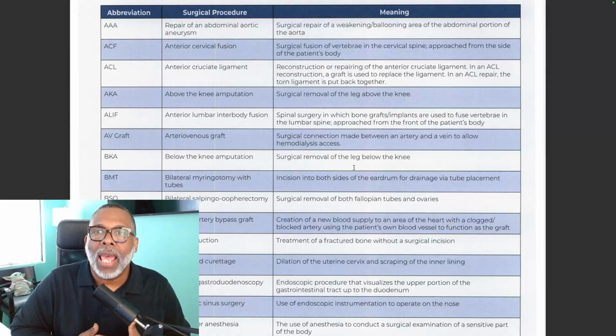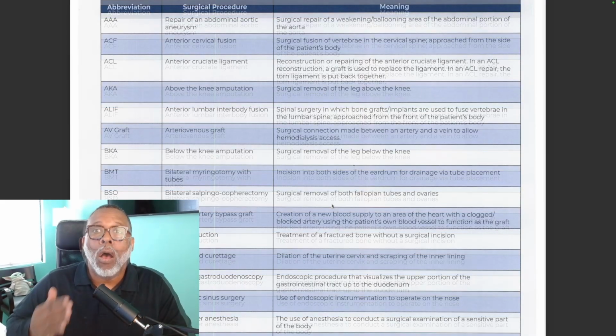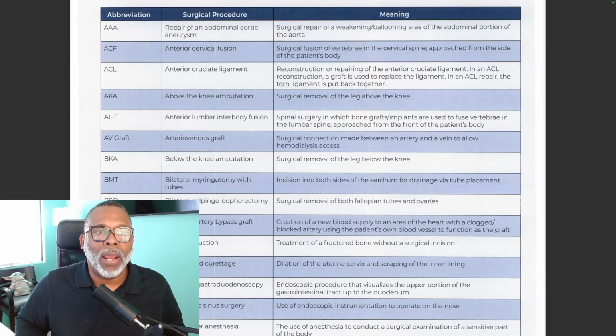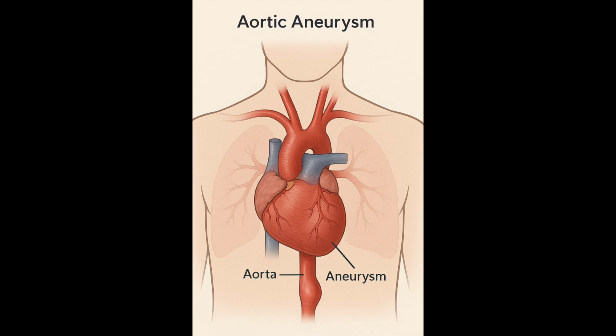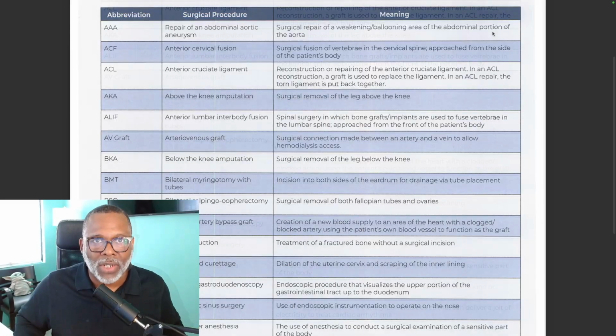Let's take a look at some common abbreviations for surgical procedures. On a surgical schedule, you may see AAA right up here, an abbreviation. This refers to a repair of an abdominal aortic aneurysm. The meaning is surgical repair of a weakening, ballooning area of the abdominal portion of the aorta. Memorization. What does AAA mean? You memorize it. It doesn't change.